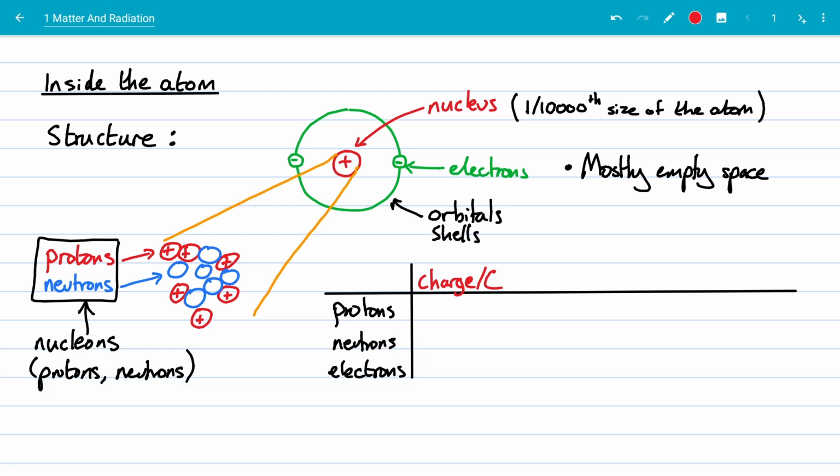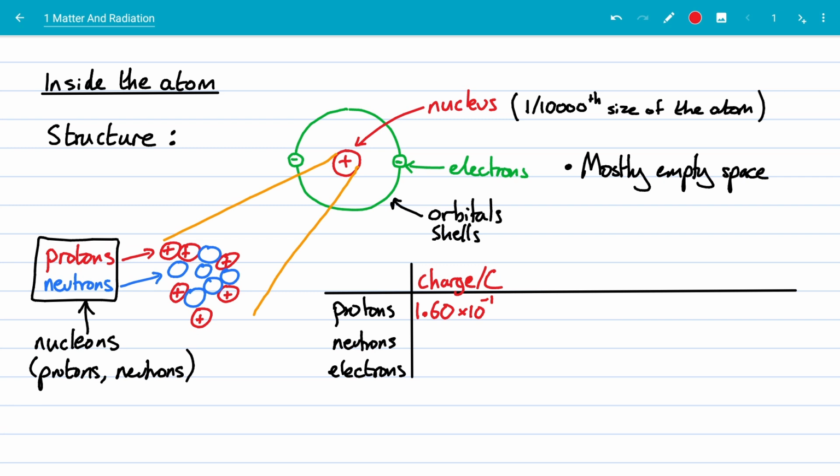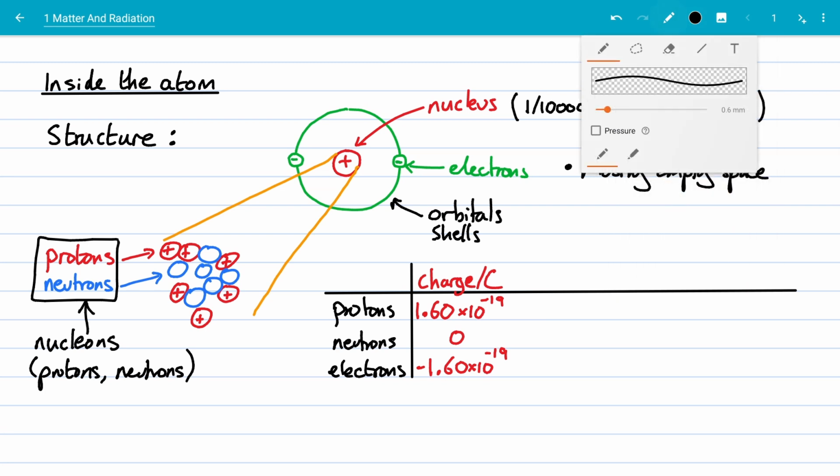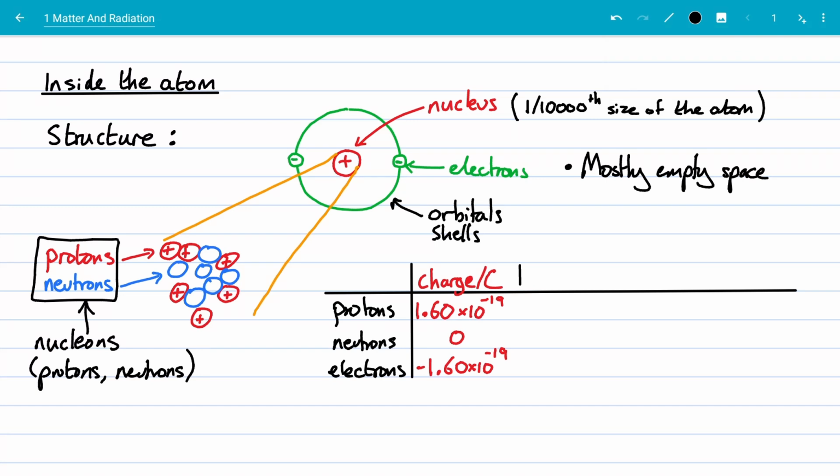That way I can just write a number. So protons have a charge of 1.602 times 10 to the negative 19 coulombs. Neutrons have no charge at all. But the electrons have a charge of negative 1.60 times 10 to the negative 19 coulombs. And this is actually one of the big mysteries of physics in A-level, is why do electrons and protons happen to have the same charge? It's not actually an easy thing to answer.